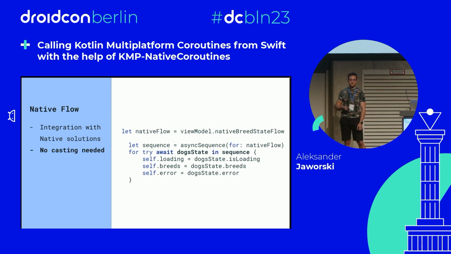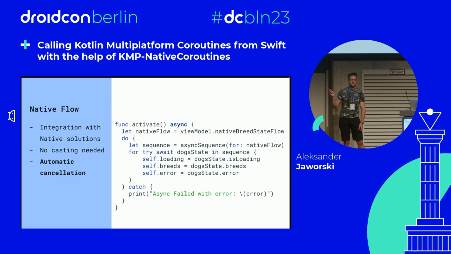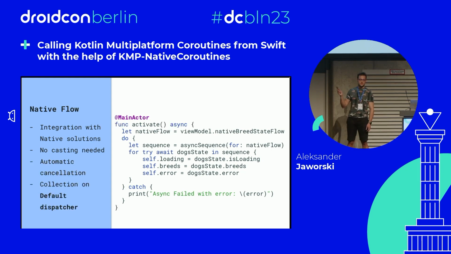We don't have to do any casting. It works as is. The API we have in Kotlin, so the contract, is the same as we use in Swift. And as you can see, we iterate over the sequence. Any new value updates the state. And also, we have some error handling and automatic cancellation. So the best of both worlds.